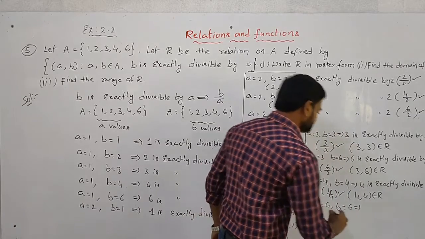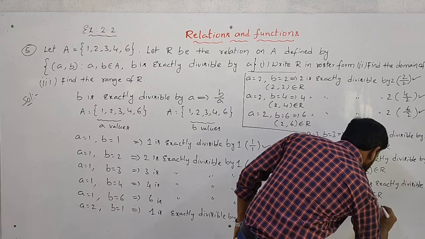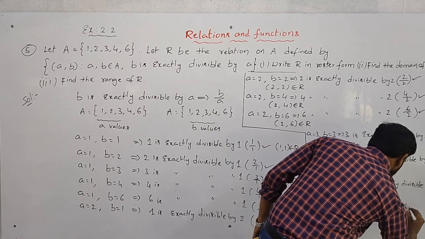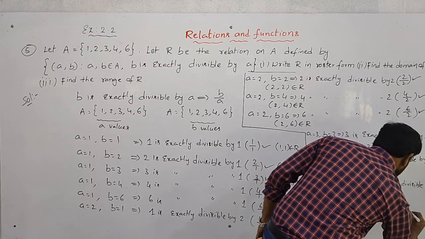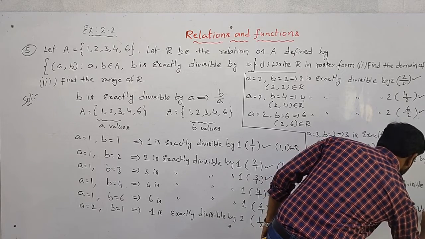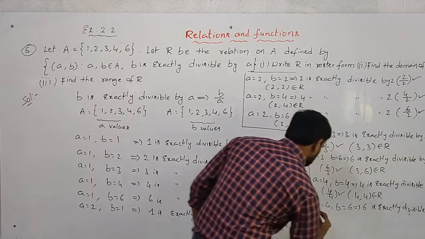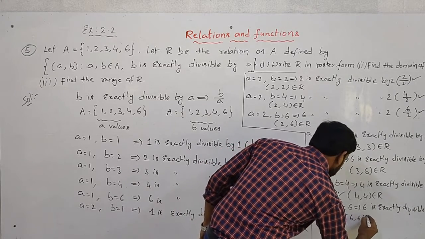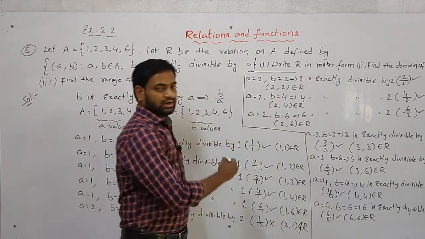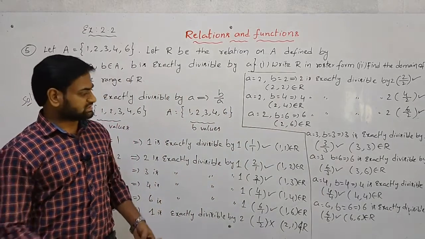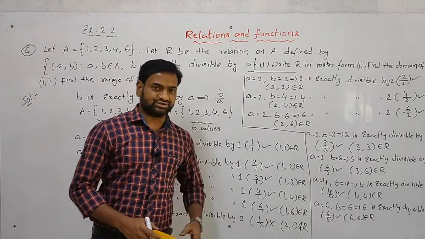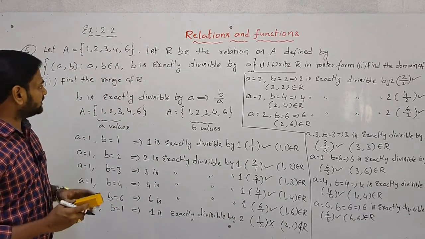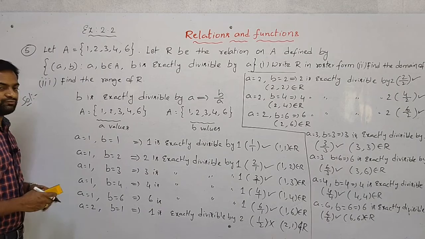So what can you write? 6 is exactly divisible by 6. That is 6 by 6, as possible. So (6, 6) belongs to the relation. Now see here, all completed. Now we have to write it into the roster form.